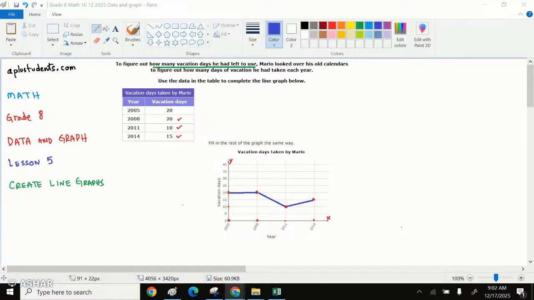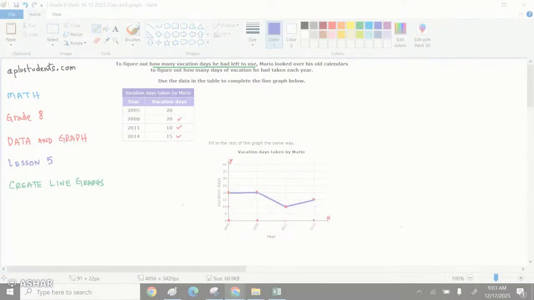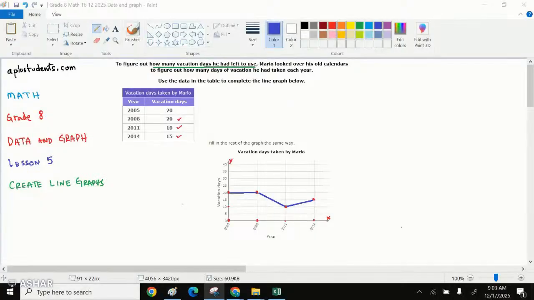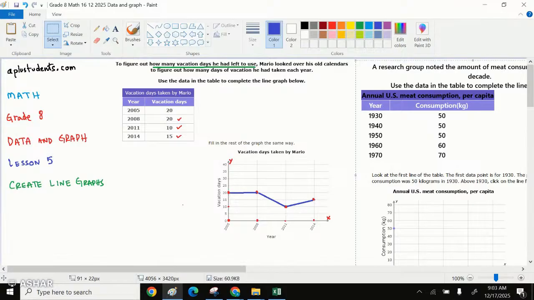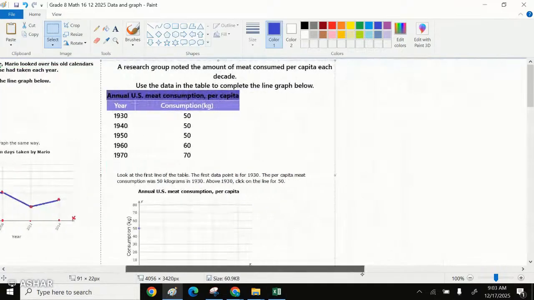Okay, let's try another question. Let's look at another question. Let's do a screenshot and continue with the question. I'll just copy this so that we have the question with us. This is the question that is given to us.